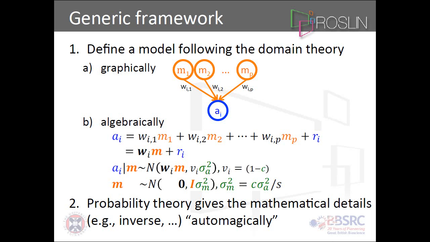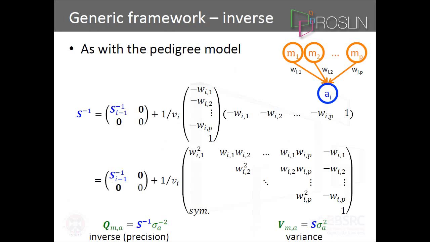And after we have these specifications, we can just use standard probability theory to derive the inverses, which in this case, as shown on this graph, I apologize for all the mathematical details in this presentation, but those of you that have been already setting up the pedigree inverse will immediately recognize that this is basically the same thing.